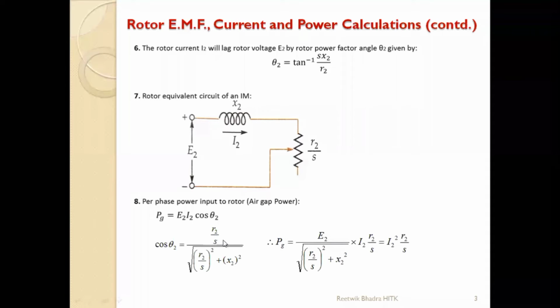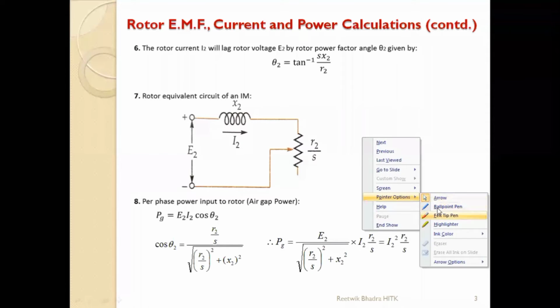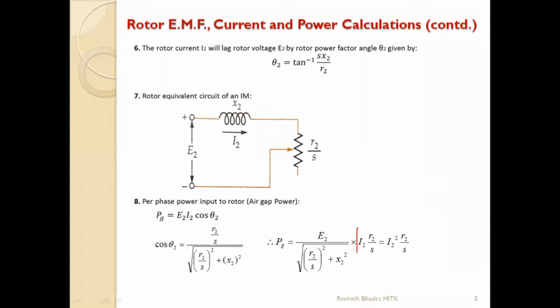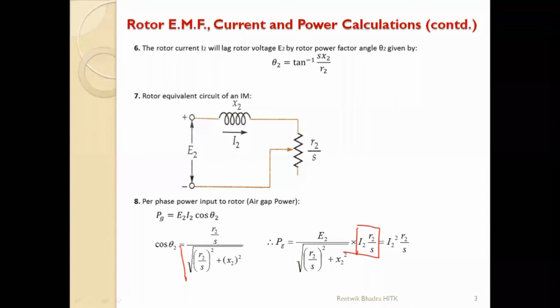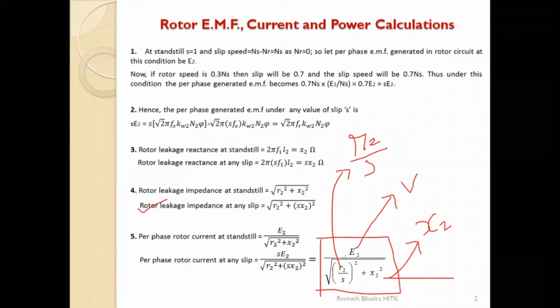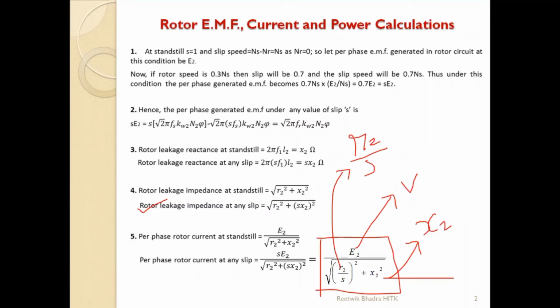Right? Now bring this square root under E2. I2 R2 by S. This R2 by S will be there. I have written I2 R2 by S over here. This denominator part is separated and written with E2. E2 by root over this one. Right. Go to your previous slide. Remember this formula. E2 by root over R2 by S whole square plus X2 square is nothing but your per phase rotor current.